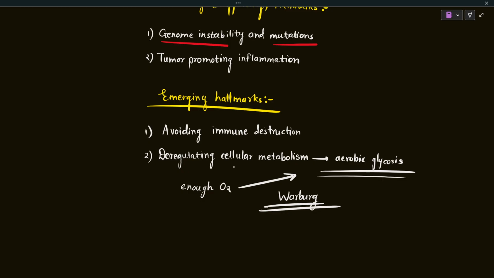For example, there are certain important hallmarks such as sustained proliferative signals. So how do cancer cells manage the constant, continuous proliferative signals? We will discuss that. We will also discuss how they evade growth suppressors, how they inhibit those inhibitory signals. So we will discuss all of those hallmarks one by one in detail.